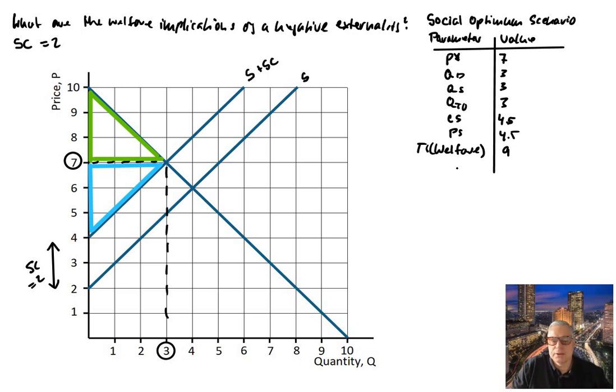So we have a new benchmark scenario, and now we just examine what happens with the non-internalization of the social cost. Well, if we don't internalize social cost, then the price is 6 and the quantity turned over is 4. So now we have the externality scenario.